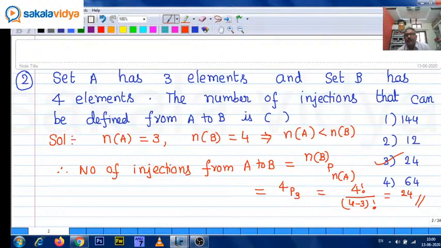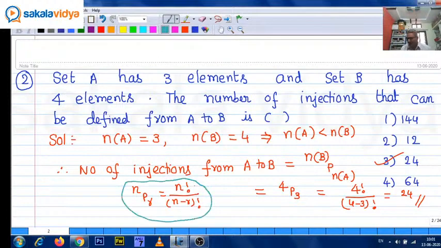See, what is the formula actually we have here? You remember nPr equals n factorial upon n minus r factorial. Am I correct? This is the formula. So with the help of this I solved.